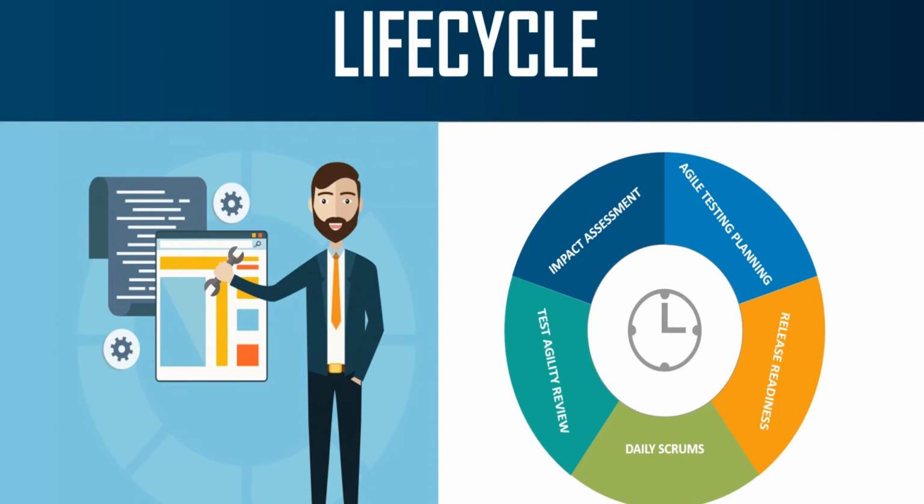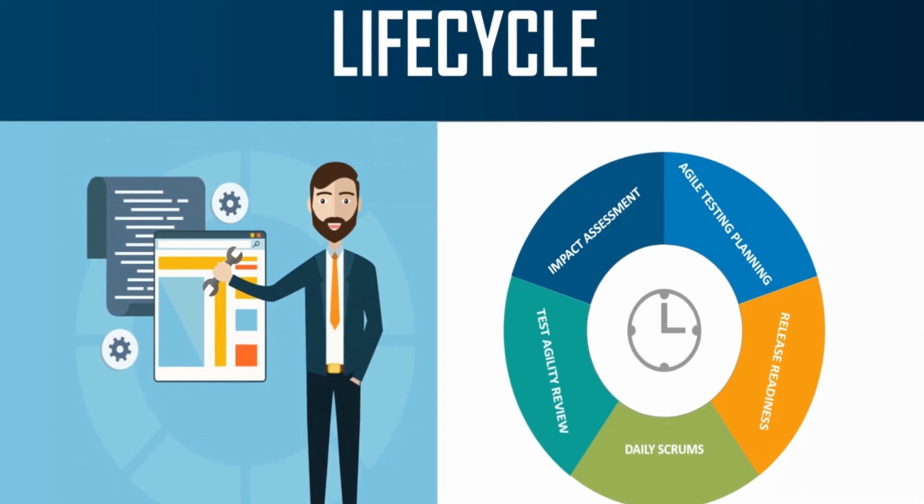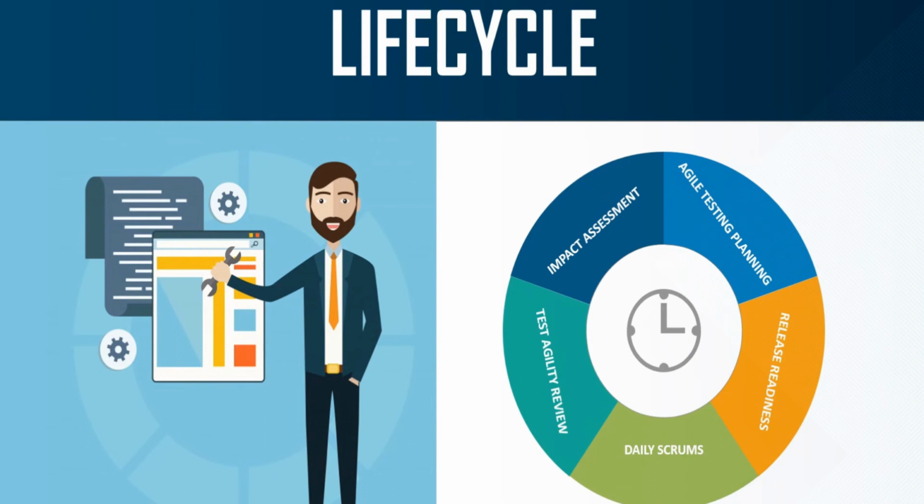Lifecycle. There are 5 different phases in the Agile testing lifecycle, such as impact assessment, Agile testing planning, release readiness, daily scrums, and test agility review. Impact assessment. In the first phase, you have to gather input from the stakeholders and users. Now this will be taken as feedback for the next development cycle. Agile testing planning. Here the stakeholders come together to plan the schedule of the testing process, meeting frequency and deliverables.